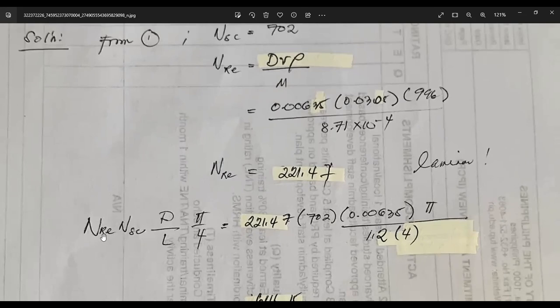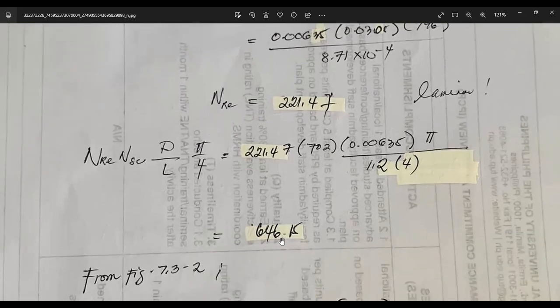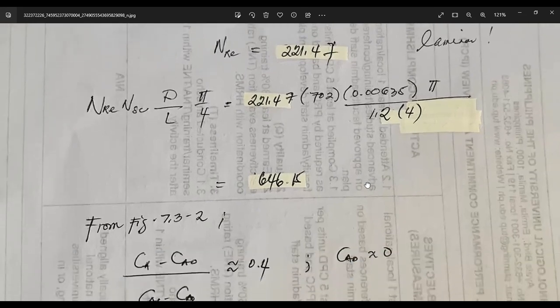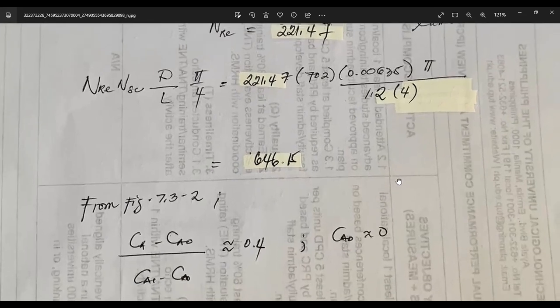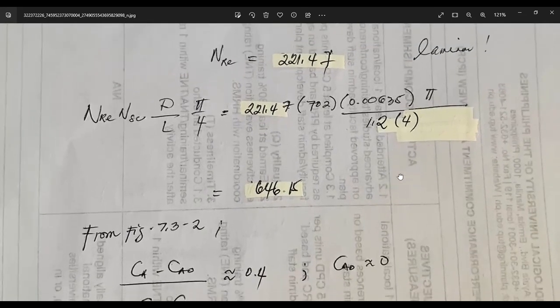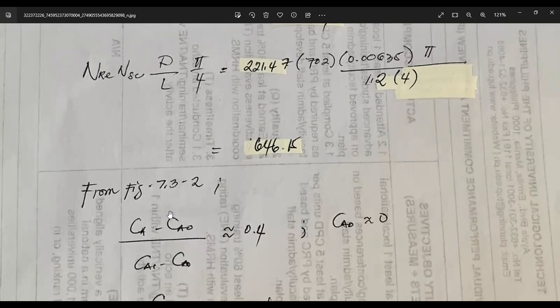You have here the Reynolds number, the Schmidt number, diameter, the length, the pi over 4. You have here the substituted values. So you have 646.15. Now, what's the use of this 646.15? I was not able to take a screenshot of the figure, but in your book by John Kuplis, if you have it, from figure 7.3-2, you are to use this 646.15. This should be your X, your abscissa, to get the Y.